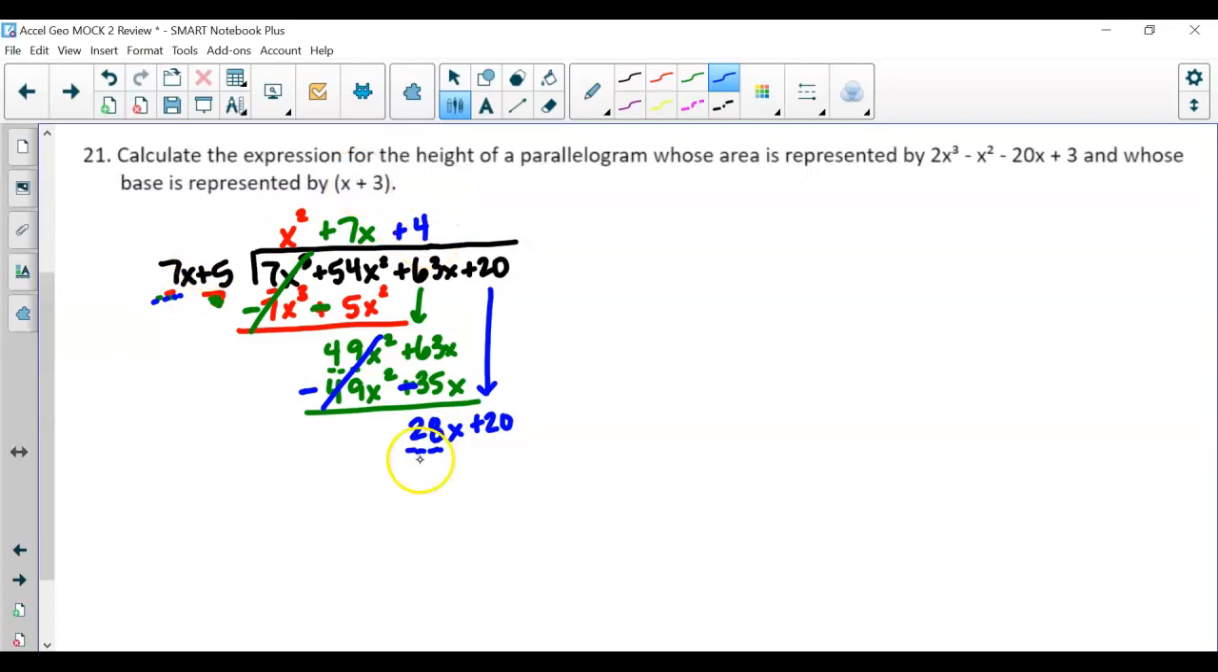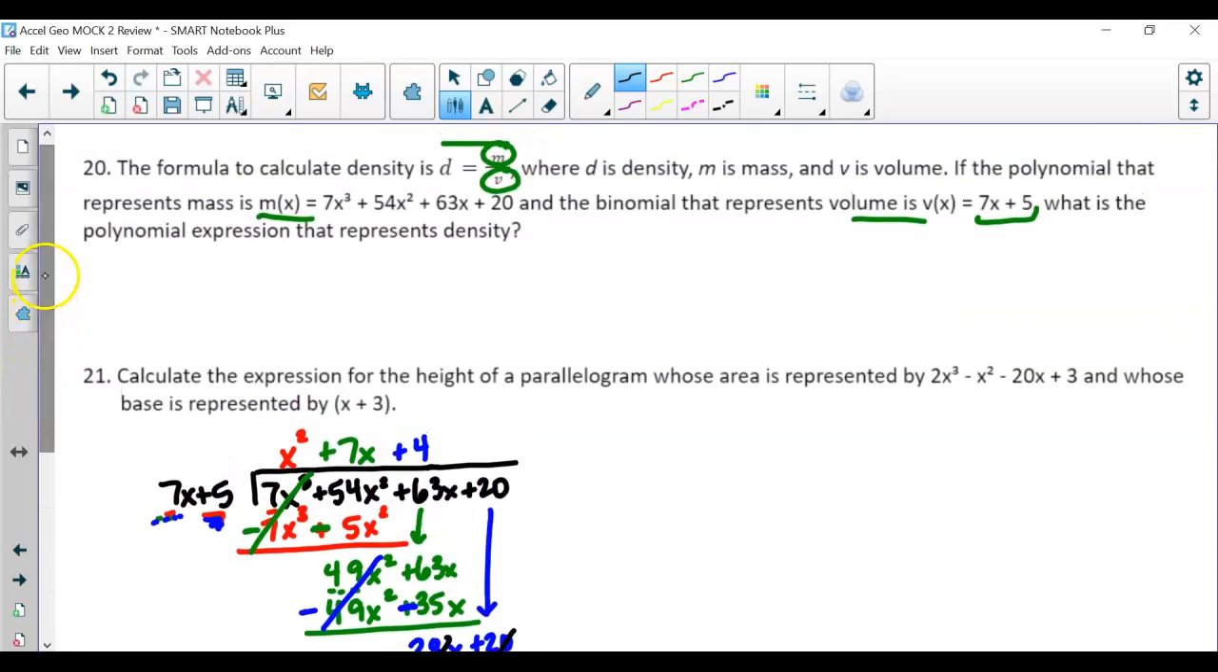So now when you multiply, you'll match up to get 28x and multiply by 5, which is 20. So now notice when changing the signs, we have no remainder. So here, the density polynomial expression is x squared plus 7x plus 4.